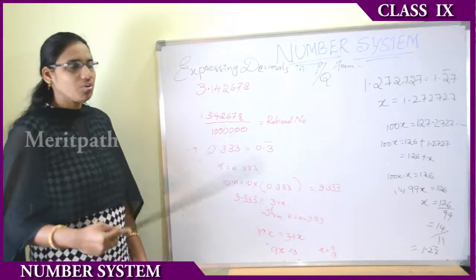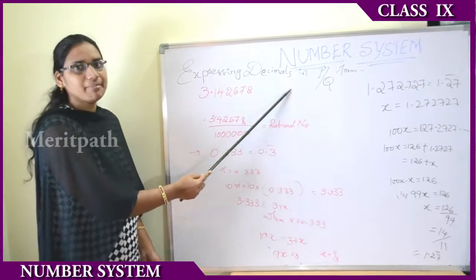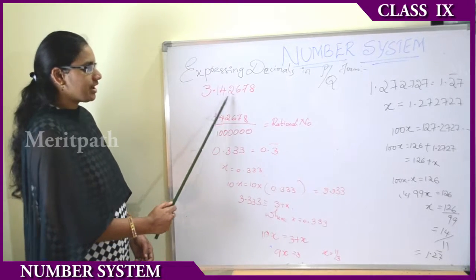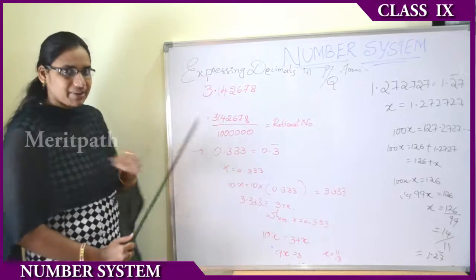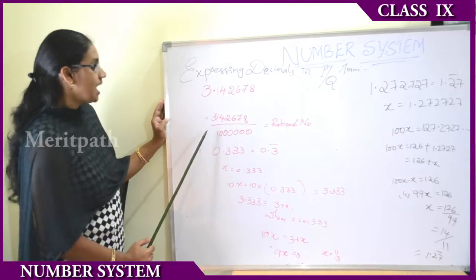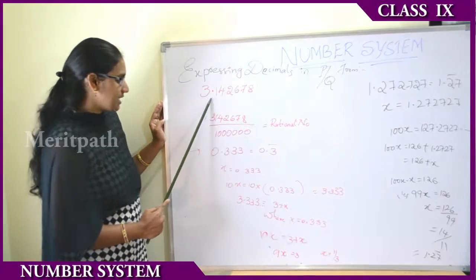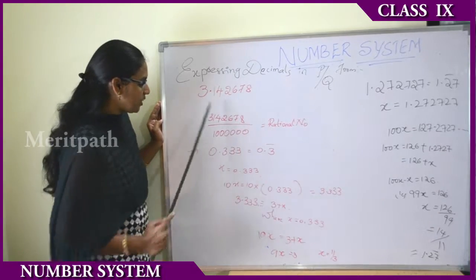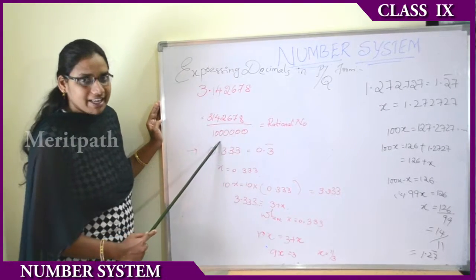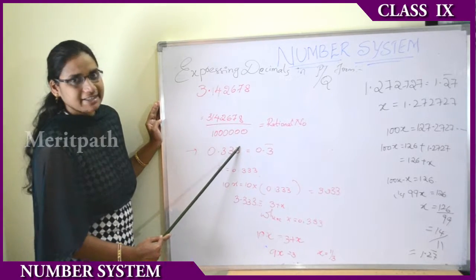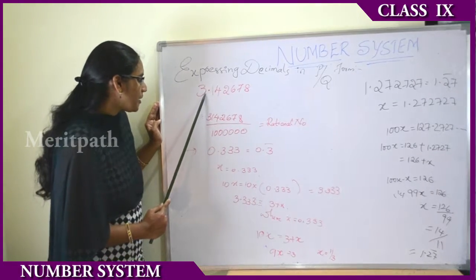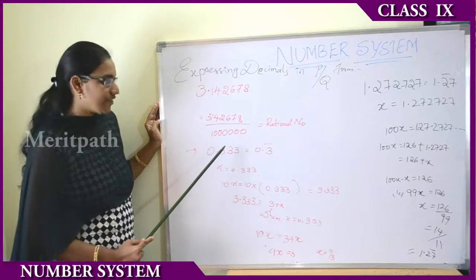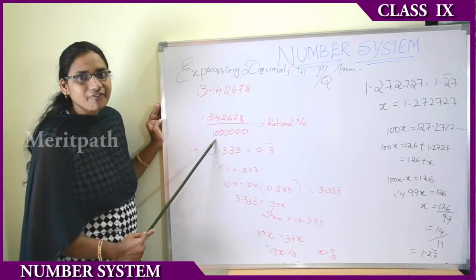Previously, we have seen expressing P by Q, that is rational numbers, in the form of decimal numbers. Now, let us see how to express decimal numbers in P by Q form. For example, let us take the number 3.142678. After the point, please note how many digits are available. That many zeros have to be written in the denominator after 1. I repeat: after the point, those many zeros should be written in the denominator after 1.